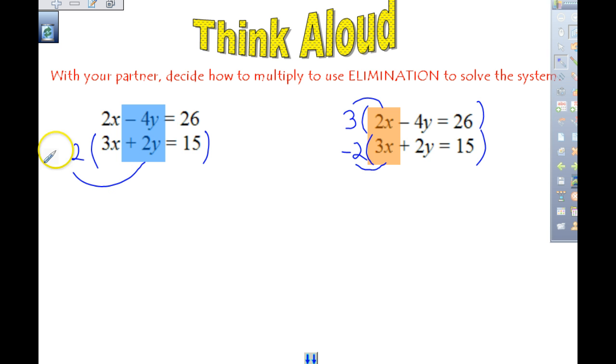So we have the option, if we have to, of multiplying both equations, okay, both equations by some number, and treat it like a common denominator. What's the smallest number?